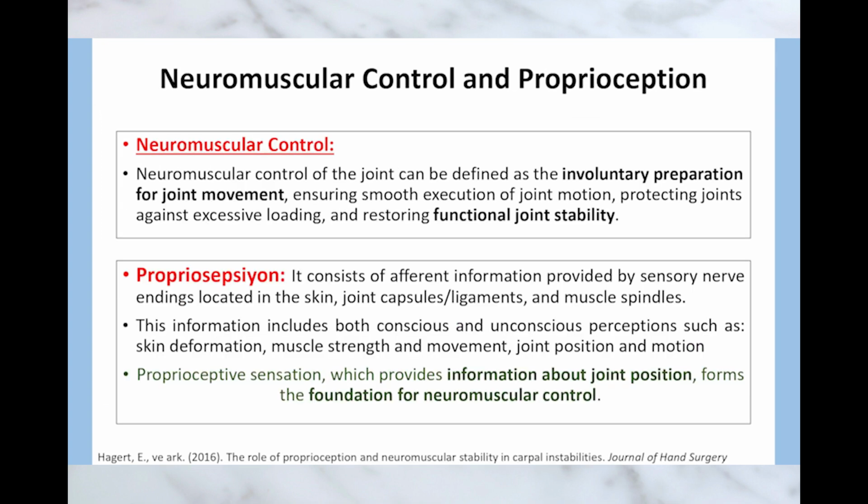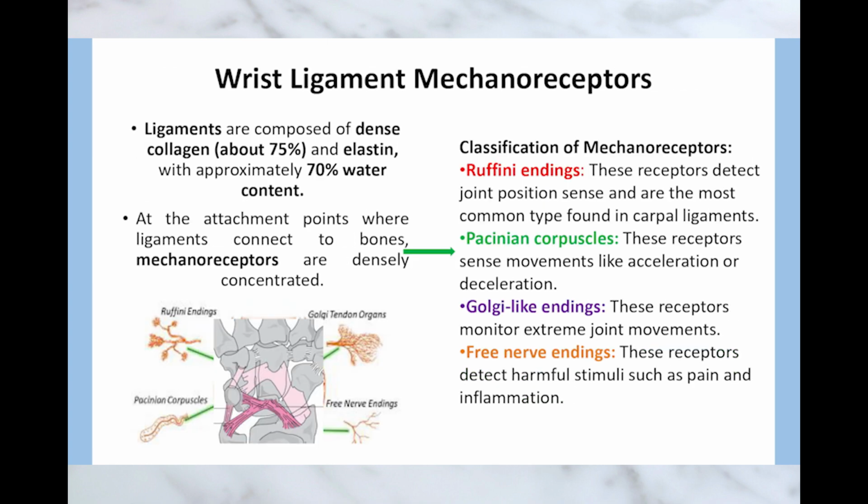Yeah, for sure. Let's talk about that a little more. Neuromuscular control is that involuntary coordination that keeps your joints stable. And then proprioception is that sensory feedback that tells your brain where your wrist is and what it's doing, even if you're not looking at it. It's like your body's internal GPS for movement. Okay, so the wrist has its own little sensory network constantly giving feedback to the brain. Where do these signals come from?